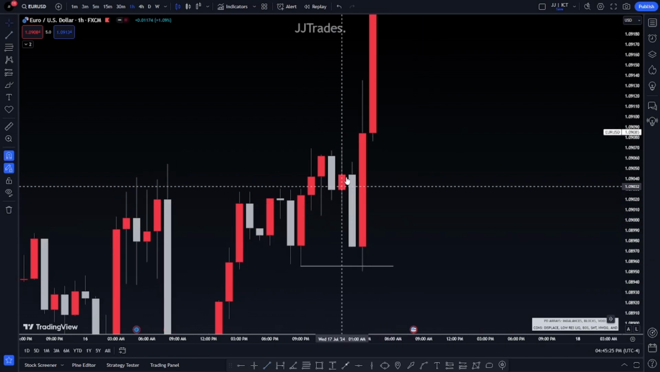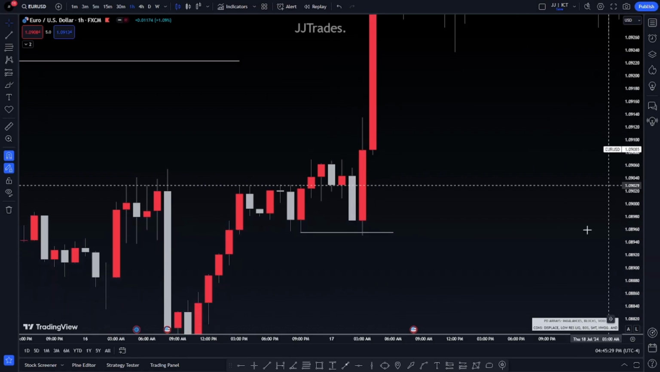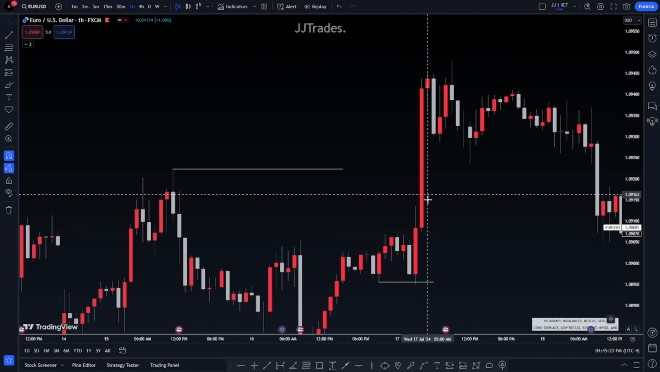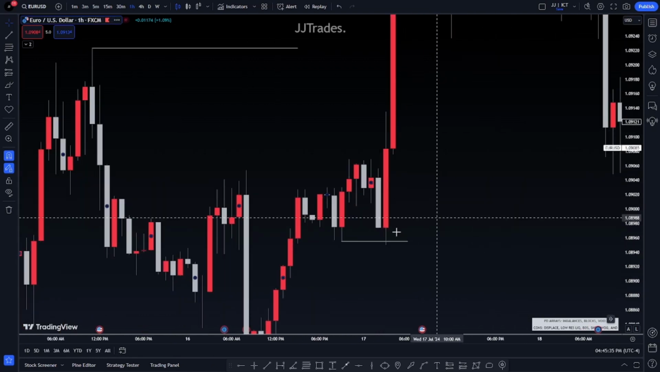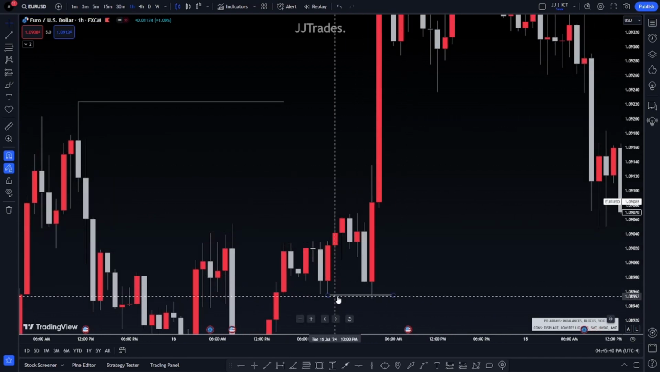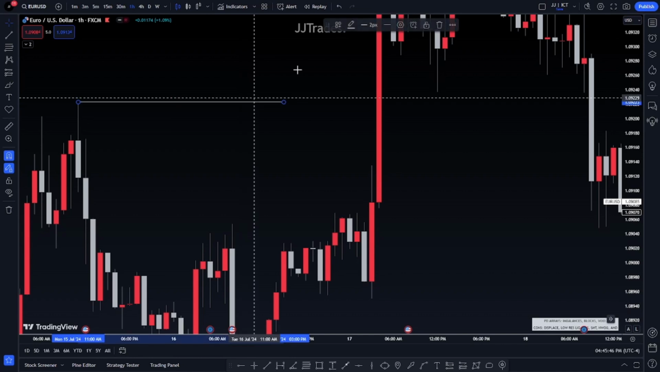We came straight down, purged it, created a liquidity purge, and then we had a what? You finish it. We had a liquidity run. Exactly. We had a liquidity run. So a liquidity purge, then a liquidity run. Like I said before, if there is no liquidity purge, then you're going to be the liquidity, okay? If there's no liquidity purge before your setup, you're going to become the liquidity.